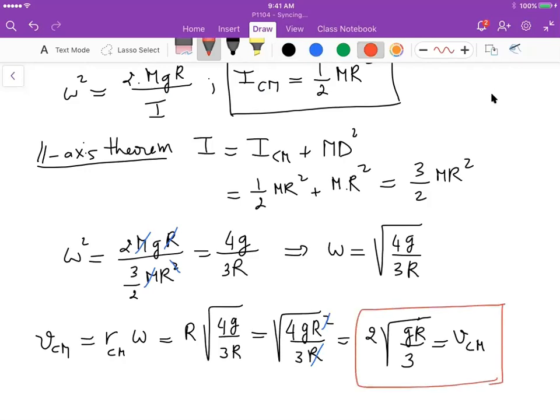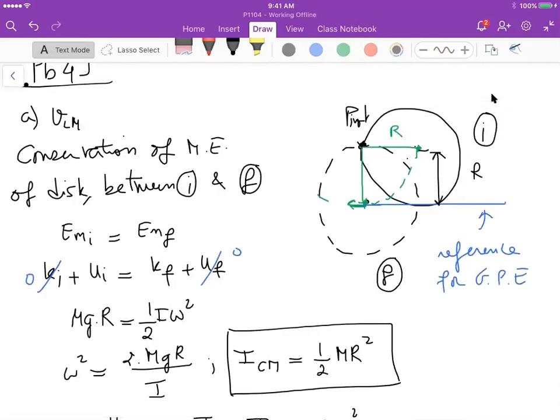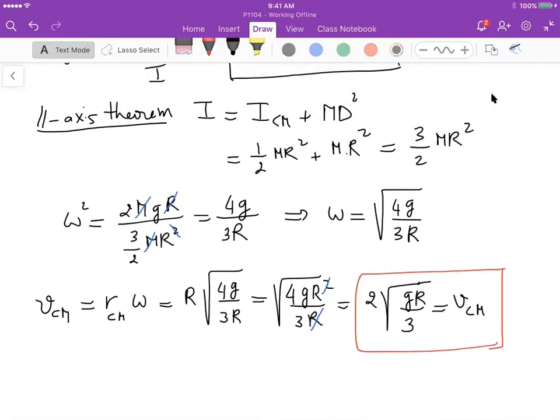So as you can see, using this alternative approach, the approach of conservation of mechanical energy, things get much easier instead of applying Newton's second law, for example, for this kind of problems. Now, the second question was, I will read it. What is the speed of the lowest point on the disk in the dashed position?